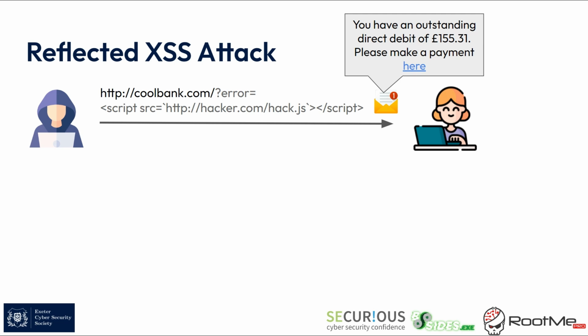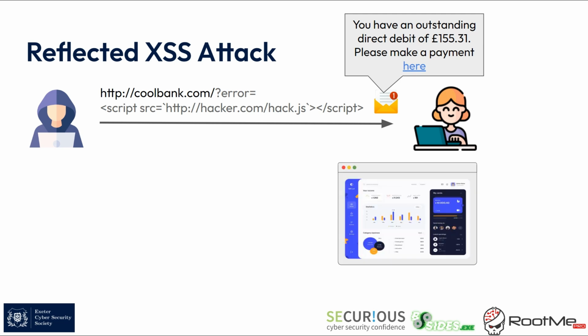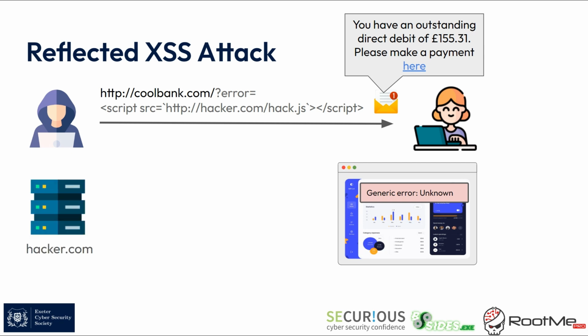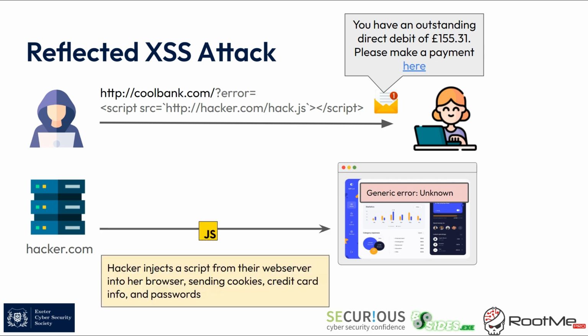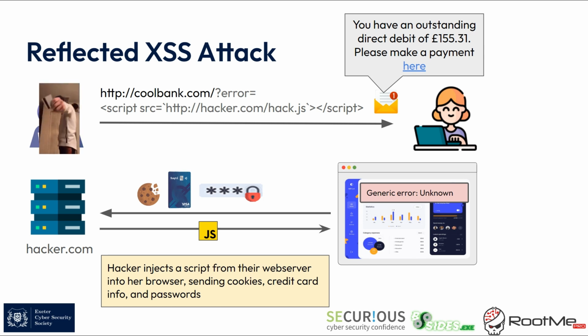And when Alice opens up this link, what she's going to see is it goes to the actual bank page and you just get a generic unknown error. But what's actually happening behind the scenes? Alice's browser essentially loads a JavaScript file from the hacker's web server, and then that script sends cookies, credit card information, and passwords to the hacker's web server. And so now the hacker has access to all of Alice's credit card information and probably her bank account too.